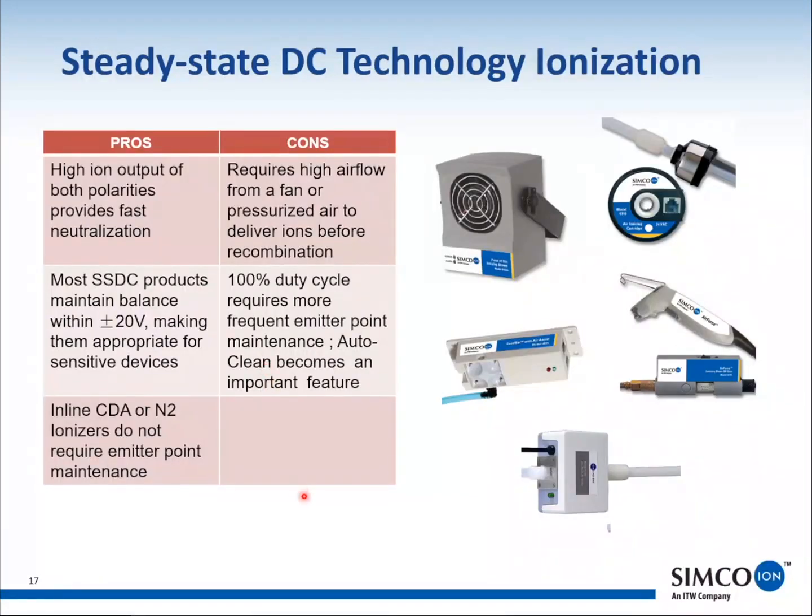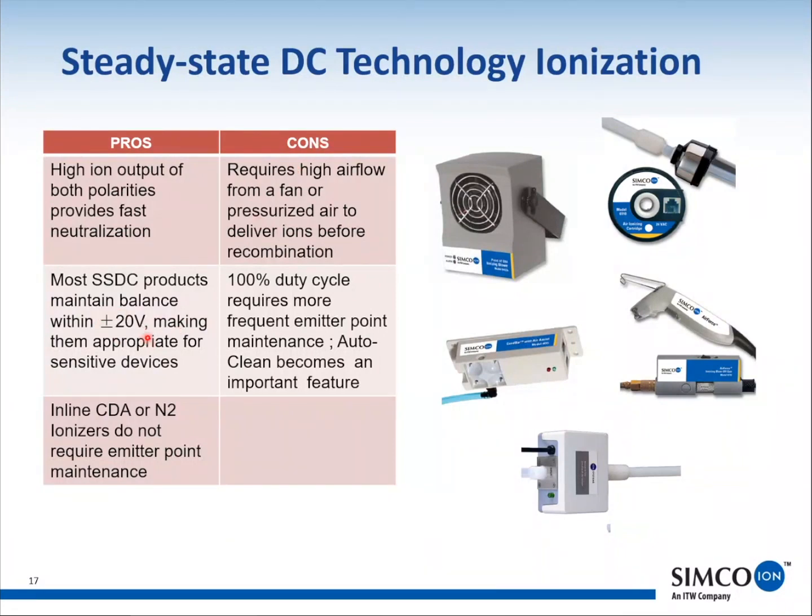Steady state DC is the other very, very common ionizer technology. And again, similar situation. Here we're using two separate emitter points. One is attached to the positive power supply, the other one's attached to the negative power supply. And they both create the ions at the same time. But again, you're creating both positive and negative ions in close proximity. And if you don't do something with those quickly, i.e. with a blower or airflow through a hose or something, they will recombine very quickly. So they require high airflow as well.